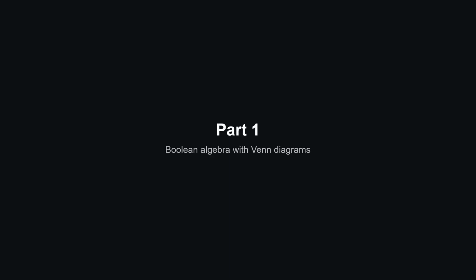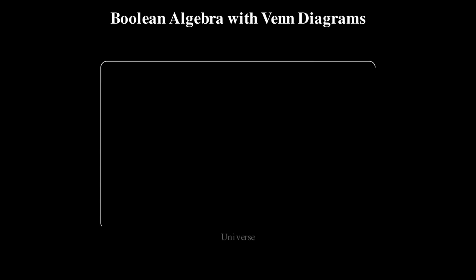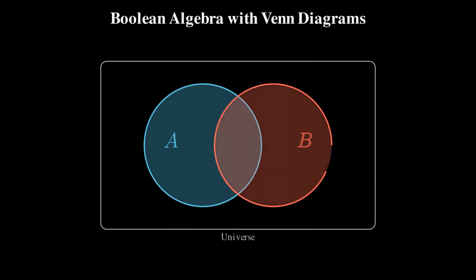Part 1. Boolean Algebra with Venn diagrams. Let's explore Boolean algebra with Venn diagrams. Circle A is blue. Circle B is red. Where they overlap becomes purple.